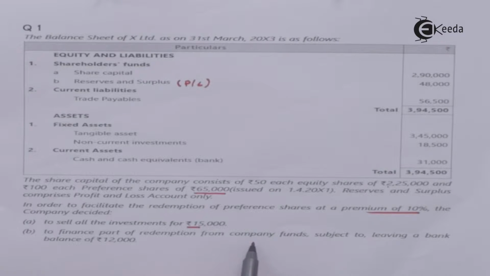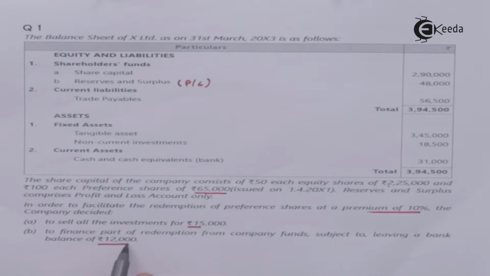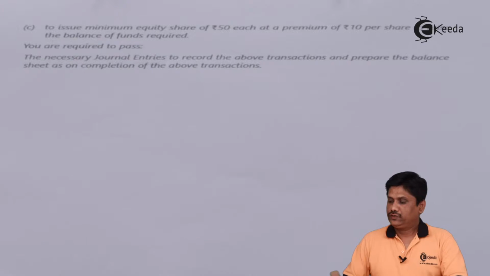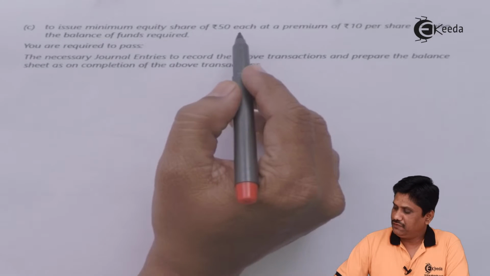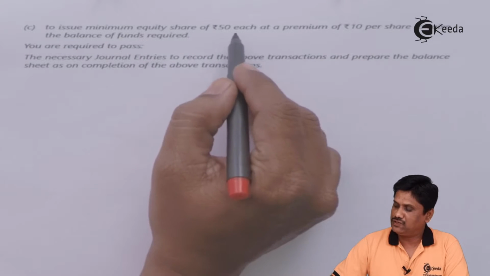To finance the part of the redemption from company's funds, subject to leaving a bank balance of rupees 12,000. How much bank balance they want? They want a minimum bank balance of 12,000 rupees after redemption gets over. To issue minimum number of equity shares of rupees 50 each at a premium of rupees 10 per share to raise the balance of the fund required.